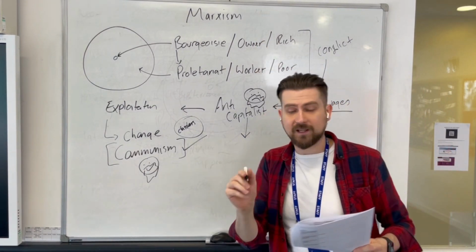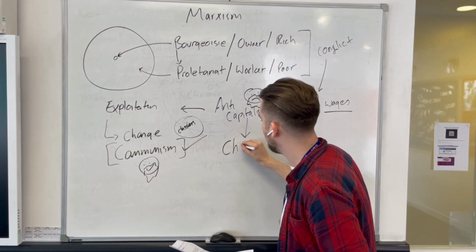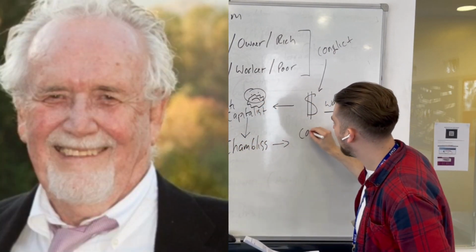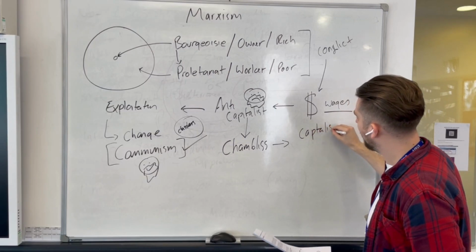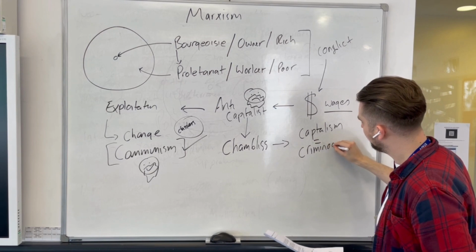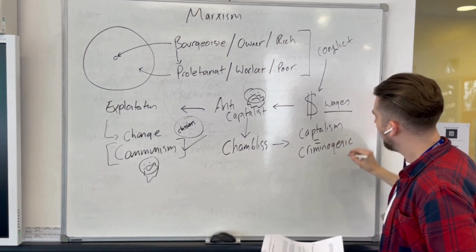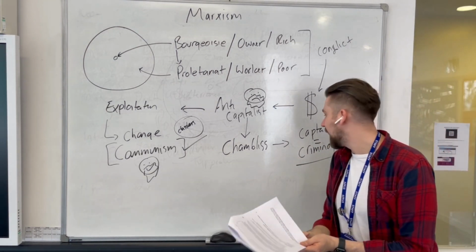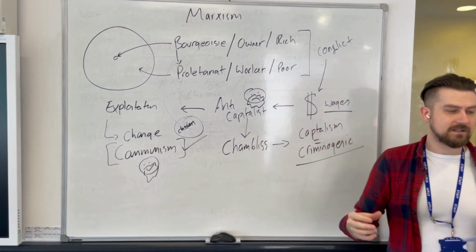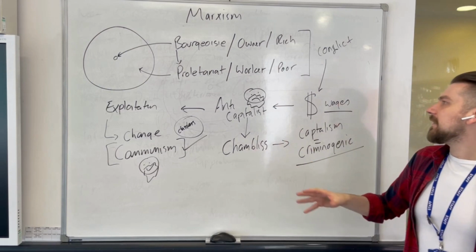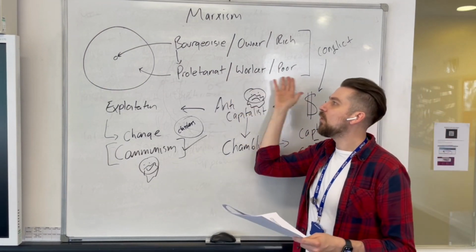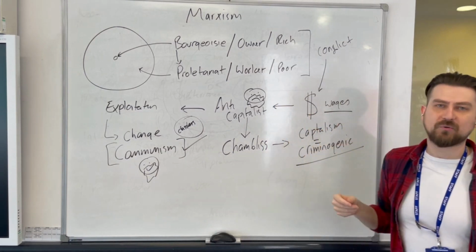The first thing is a writer called Chambliss, who we're going to talk about in two sections today, would say capitalism, the system that Marx doesn't like, is criminogenic. And that means in and of itself, by its very nature, it will cause crime to be created. So what does he mean by this? How will capitalism be criminogenic for my poor worker, my poor member of the proletariat?